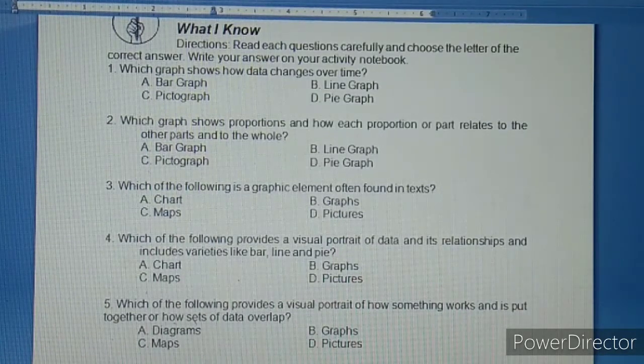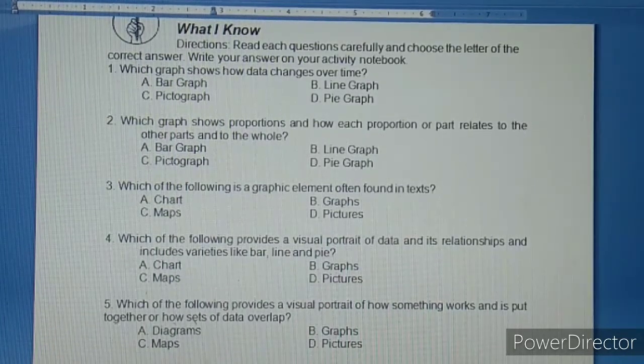Now let's continue with number 4. Which of the following provides a visual portrait of data and its relationships and includes varieties like bar, line, and pie? A. Chart. B. Graphs. C. Maps. Or D. Pictures. The correct answer for number 4 is letter B. Graphs.